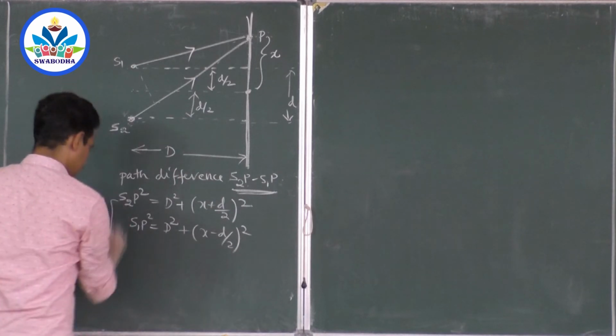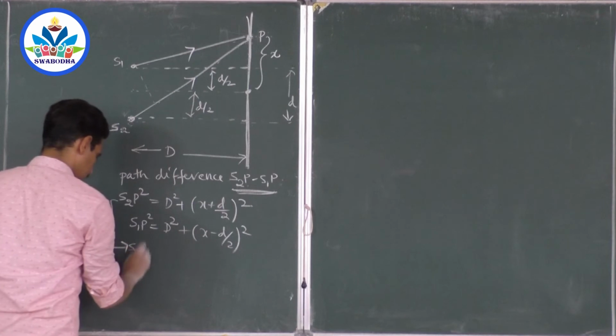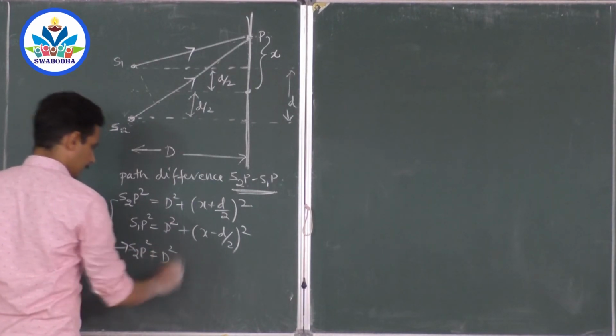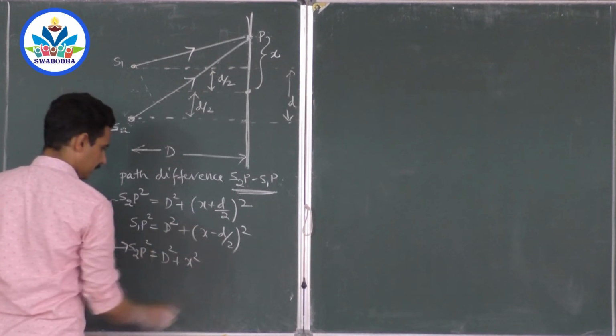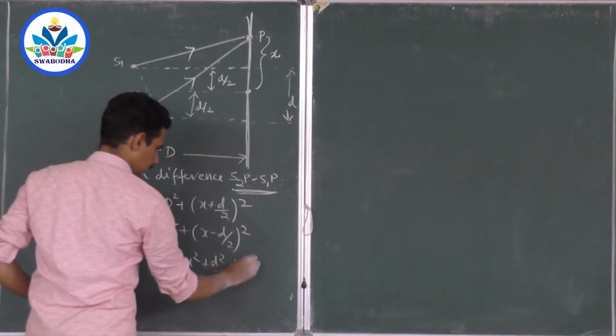Now expand this one, purely mathematics now. S2P square is equal to a square plus b square plus 2ab.